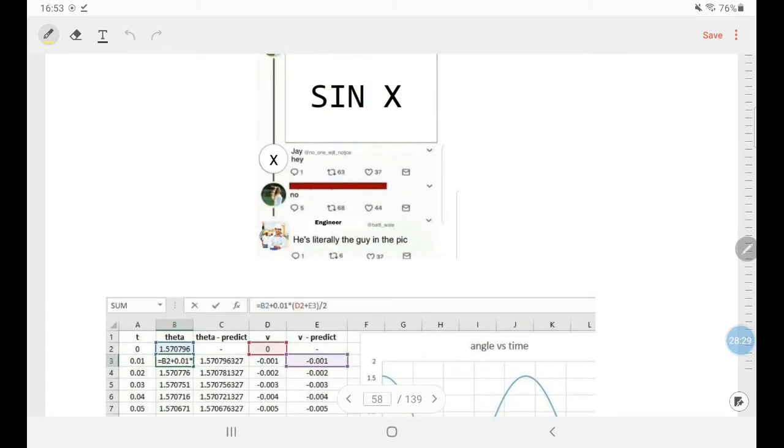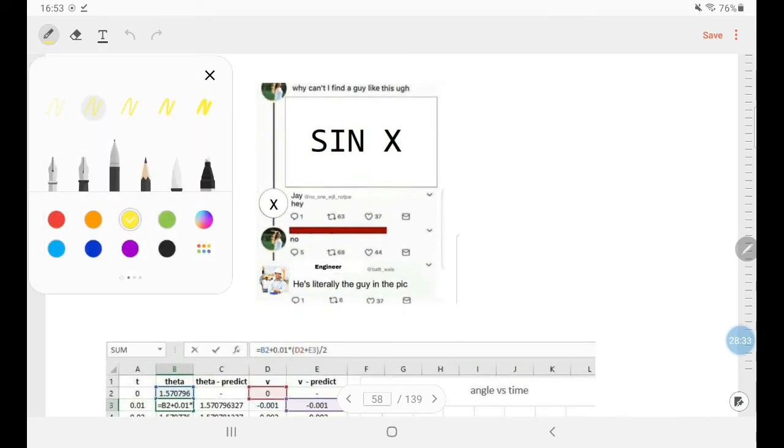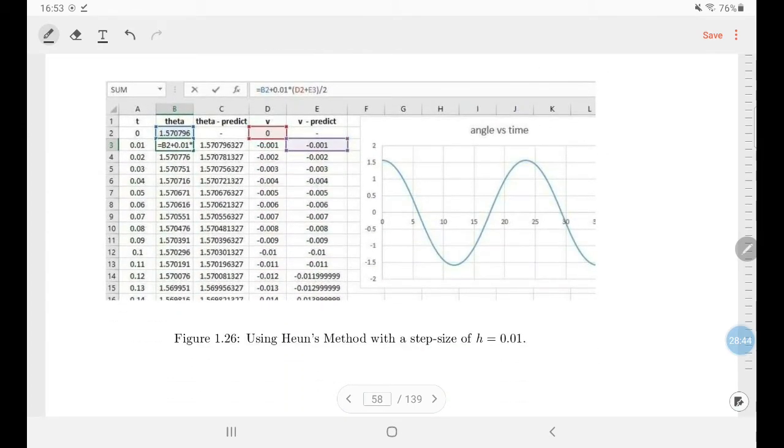So here's the stupid joke. There's a joke that engineers think that sine theta is equal to theta, which of course is only an approximation. Is that funny? I shouldn't try and be funny.